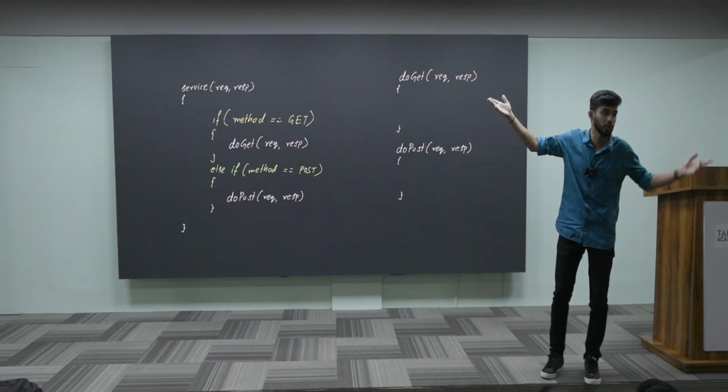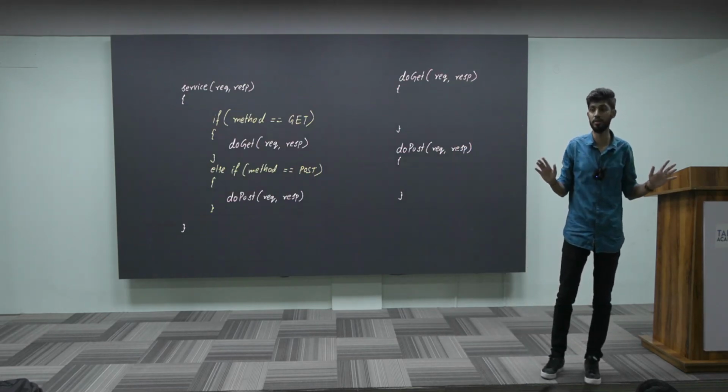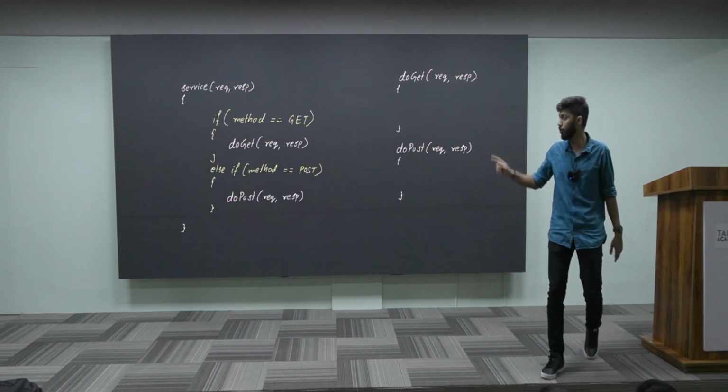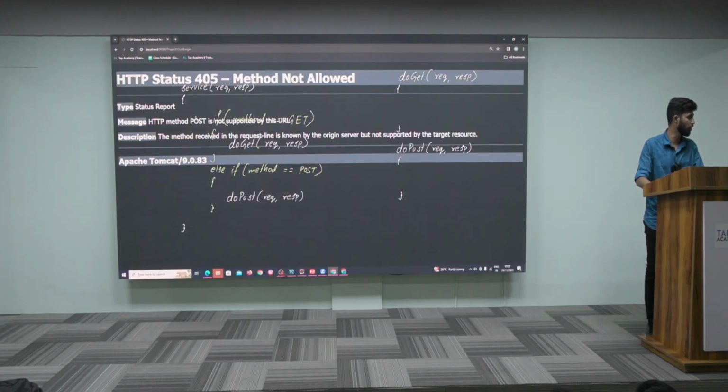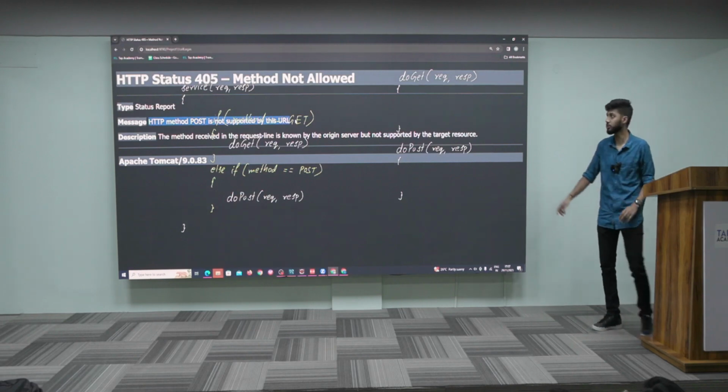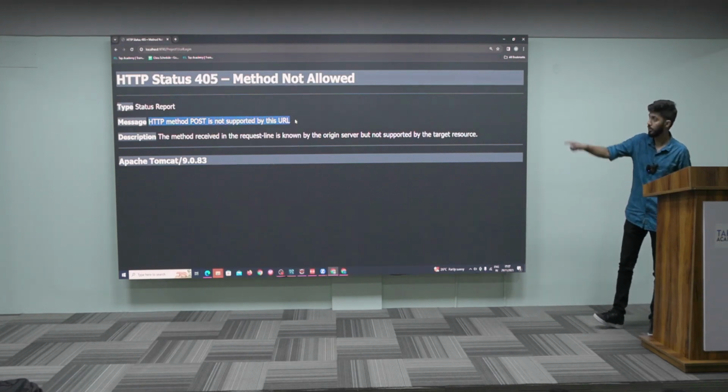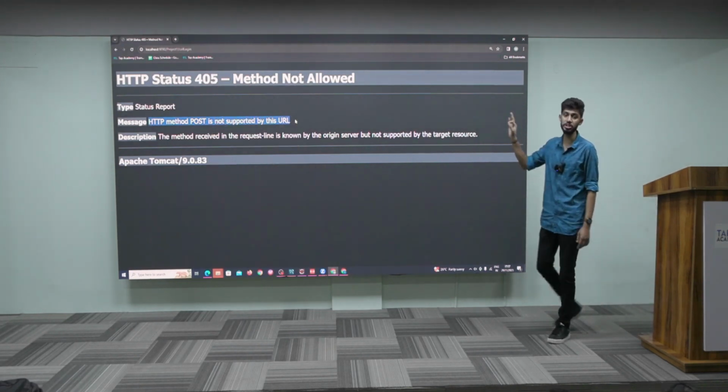That's why it is saying doPost is not available. Is that clear to you? So if I again take you to the Chrome, it will clearly show you the error that the post is not available over here. HTTP method POST is not supported by this URL. Is that clear to you? So this is the problem.